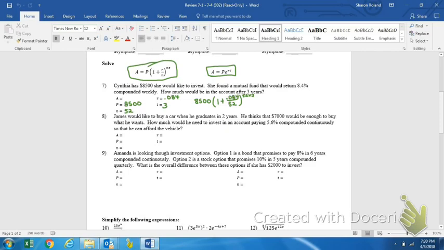Let's see, just to verify, 8,500 parentheses 1 plus alpha y equals, and that's going to be 0.084 divided by 52, arrow out, close parentheses, to the exponent 52 times 3, and you end up with $10,933 and 84 cents.